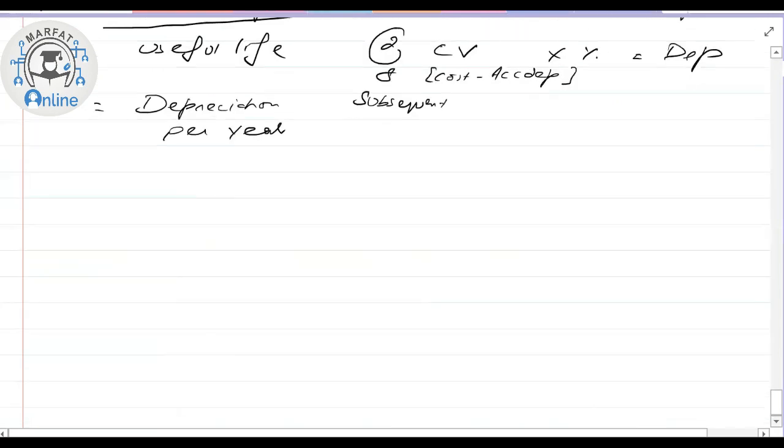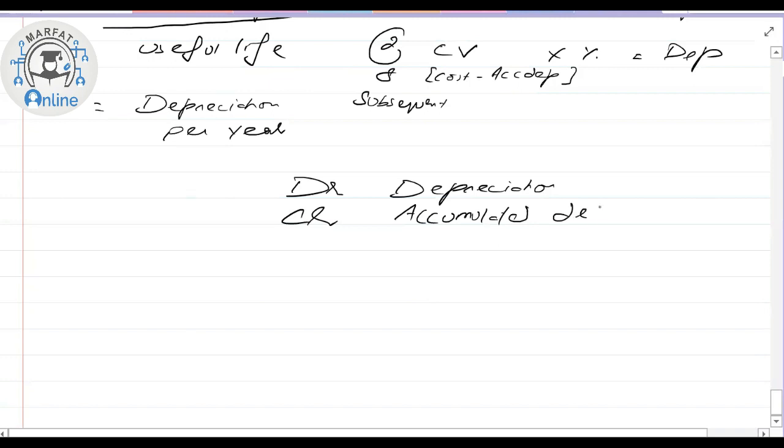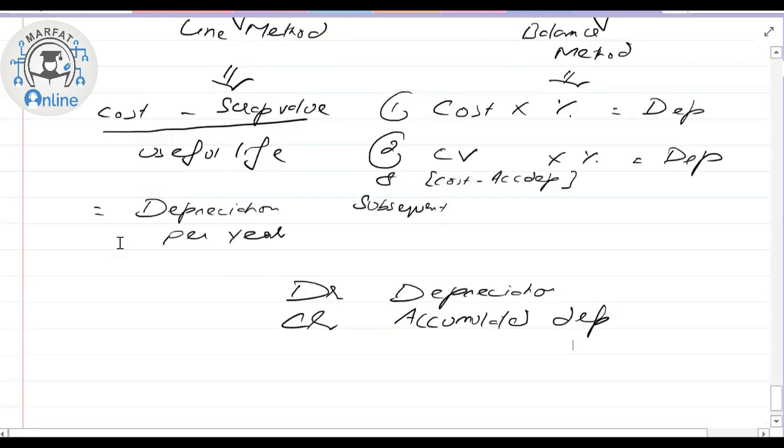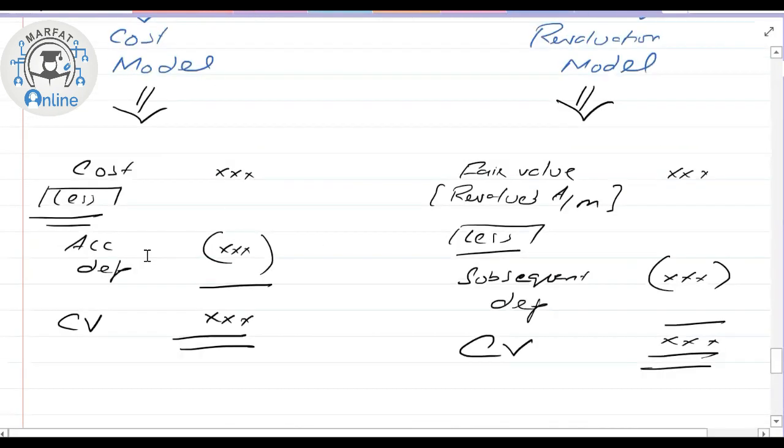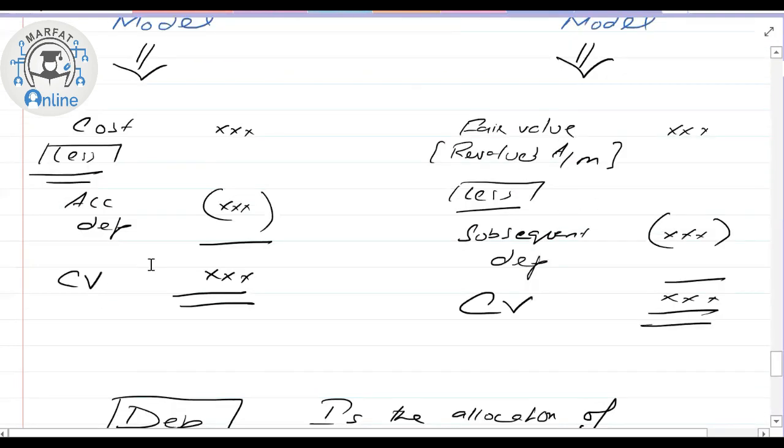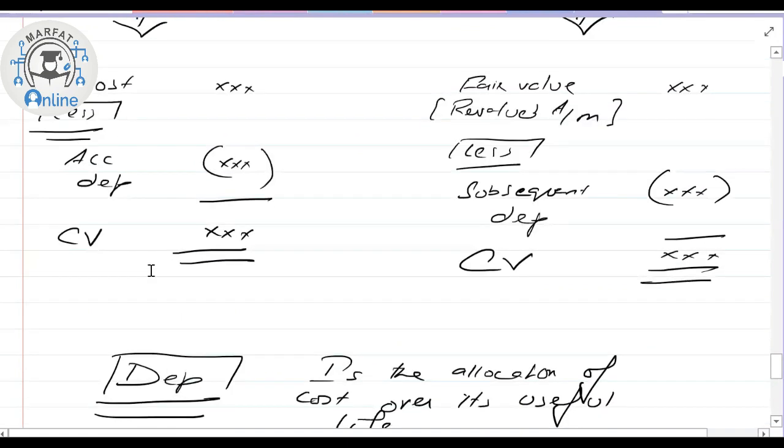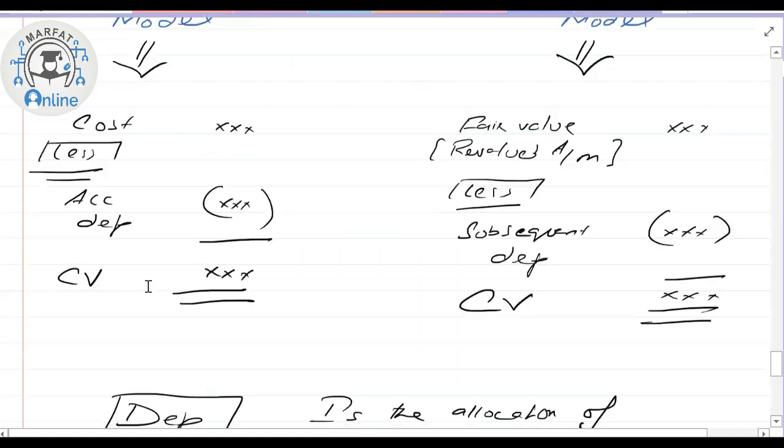Now there is no need to go into detail because this is a concept from your earlier studies, studied so many times. Debit depreciation, credit accumulated depreciation. This is the entry. So in the cost model, we take cost and then accumulated depreciation to get the carrying value. Accumulated depreciation is the depreciation we accumulate every year, so in order to calculate the carrying value of the asset.